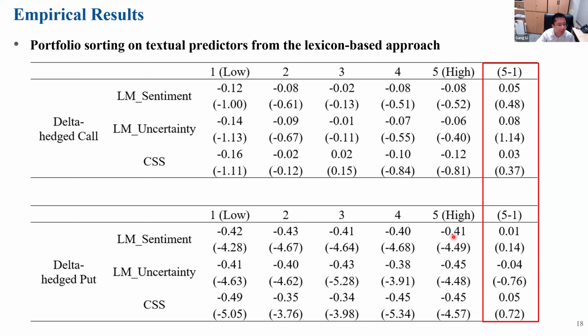I'm not sure why the delta-hedged put option actually has more negative returns than the call. But this sample is relatively small, because when we do the filters, the options must have news coverage. In these subsamples, at least what we know is that most of the options belong to large-cap stocks.